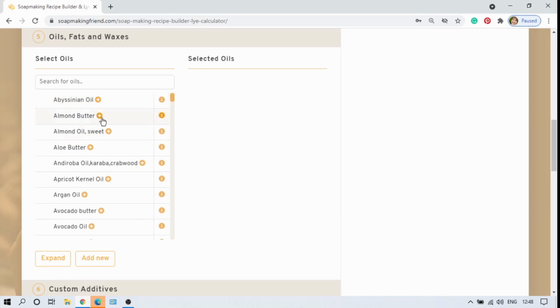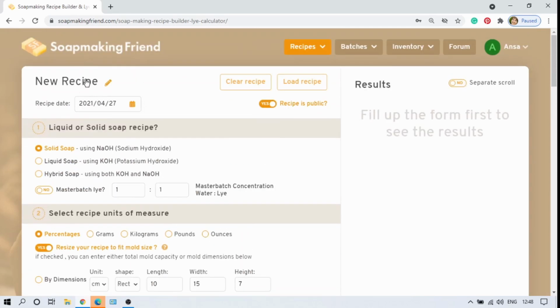If you want to add an oil, you're going to click on the plus. So for interest, let's add stuff in here so that you can see how it's going to work. So for a beginner recipe, let's just say new recipe. We're going to add a name here, a beginner recipe.